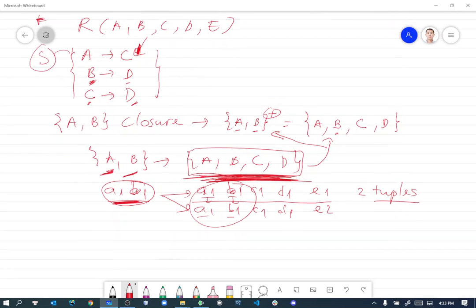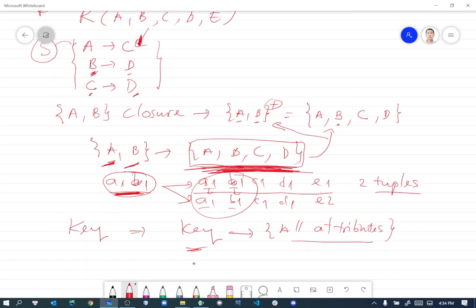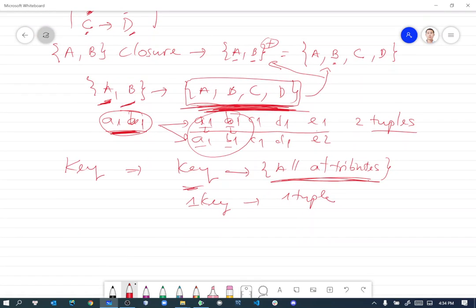In order to make sure that it is a key, if it is a key, it has to determine all attributes. Because a key is unique inside the relation. Given one key, you can find one tuple, and one tuple means one value for all the attributes. So this is pretty critical.